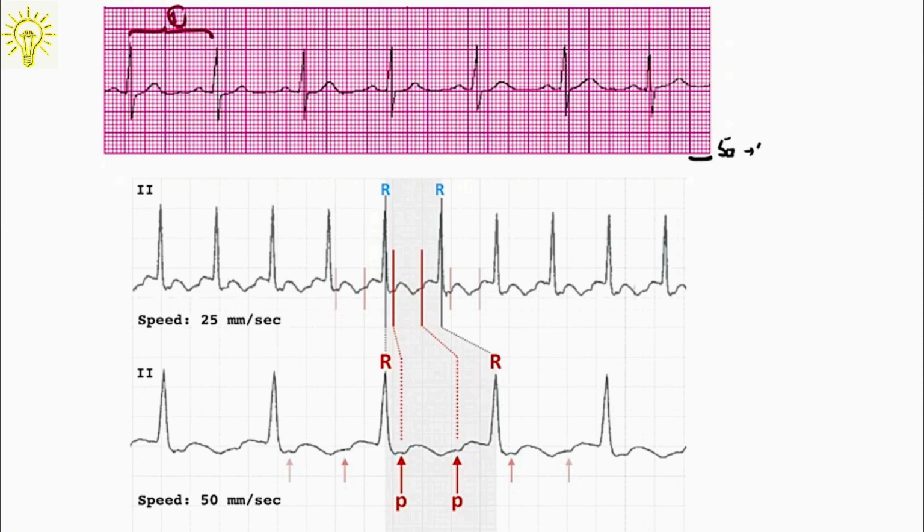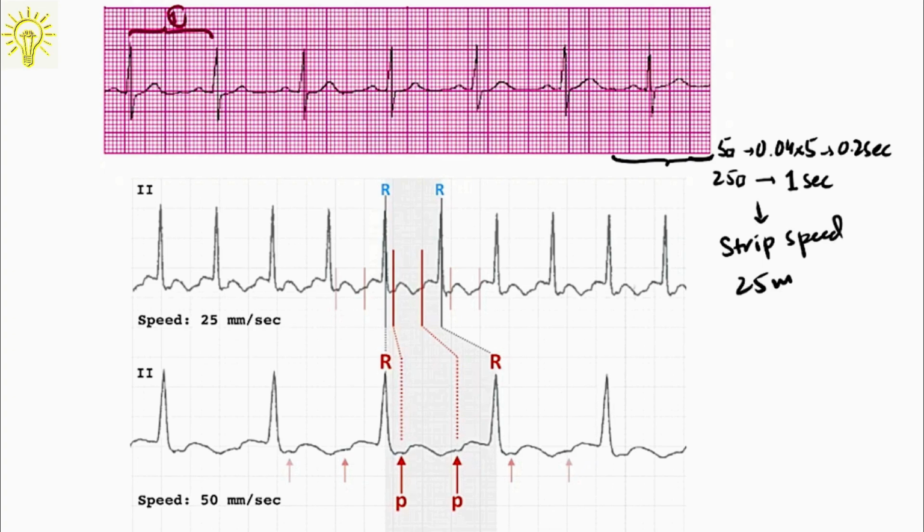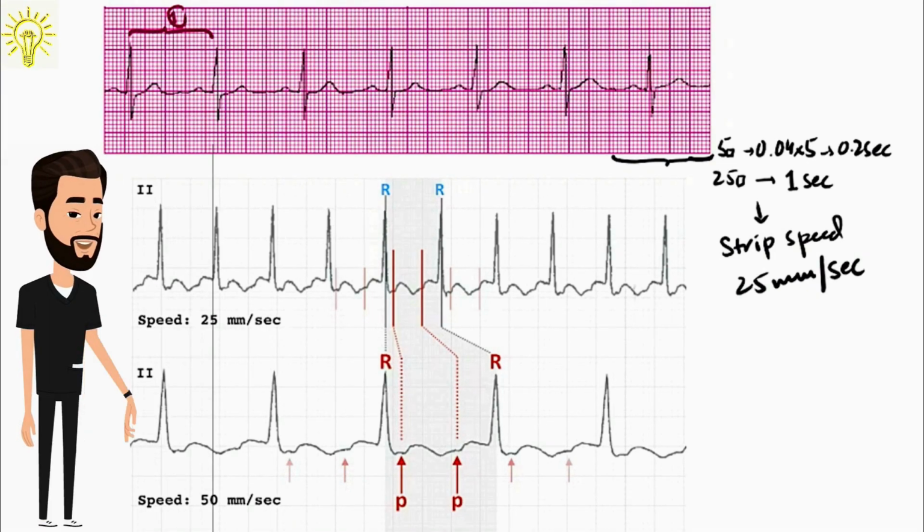Now, remember 5 large boxes make 1 second. This means 25 small boxes or 25 millimeters. So the correct rate of ECG paper moving in the ECG machine is 25 millimeters per second. This is always printed on the ECG. Why I am saying this is because in this picture you can see the upper wave at 25 millimeters per second and the lower at 50 millimeters per second.